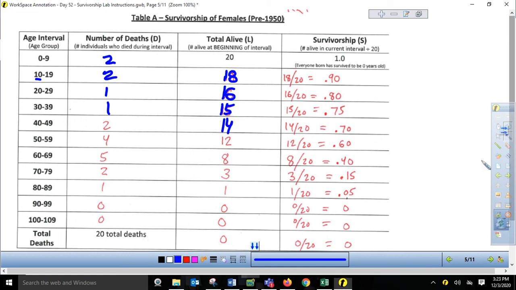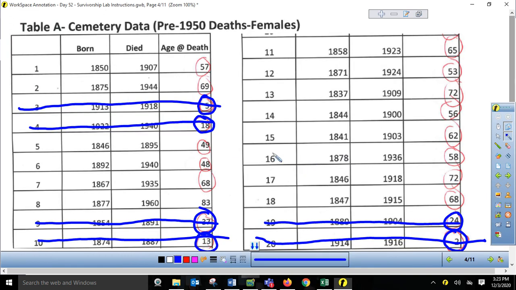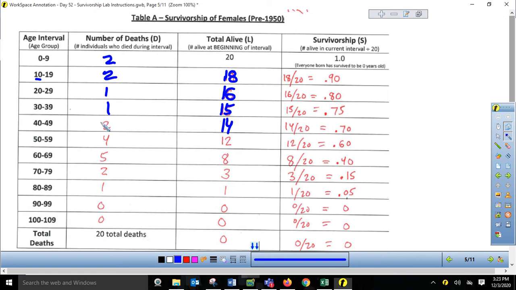So then I look at age 40. At age 40 we have two females that died in their 40s. So add that to the table. 2 females died in their 40s. That means by the time I reach age 50, I only have 12 females left, 12 out of 20. And once again, I take 12 divided by 20, and I get my decimal.